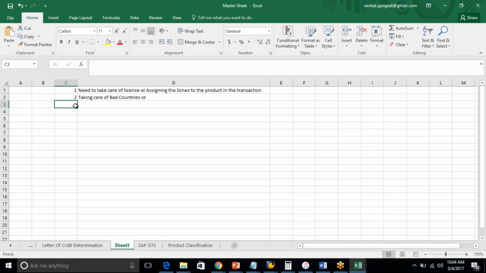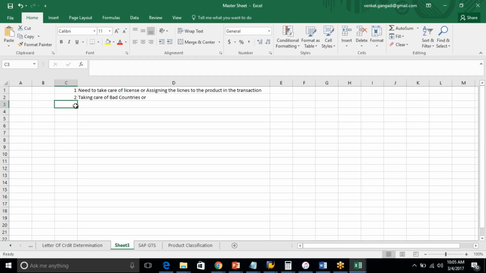Not only in the GTS module, you know that SAP has a plan. SAP already decided to introduce the S4 HANA application, right? Which can be a replacement for our ECC. You know that, right? S4 HANA Enterprise Management. So at any time, maybe not immediately, maybe after some time, if anybody decides to go for S4 HANA Enterprise Management by removing our ECC, then there will not be any customer or vendor concept. There will be only business partner.